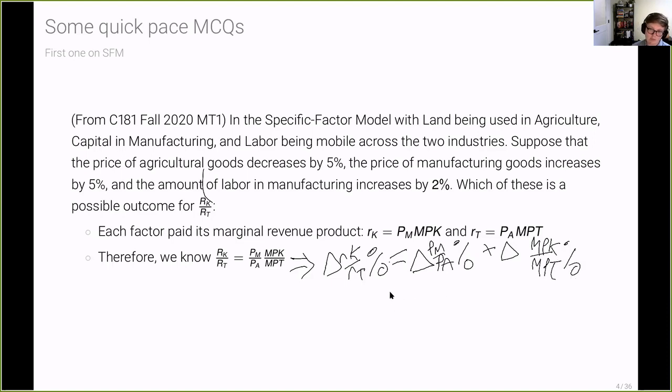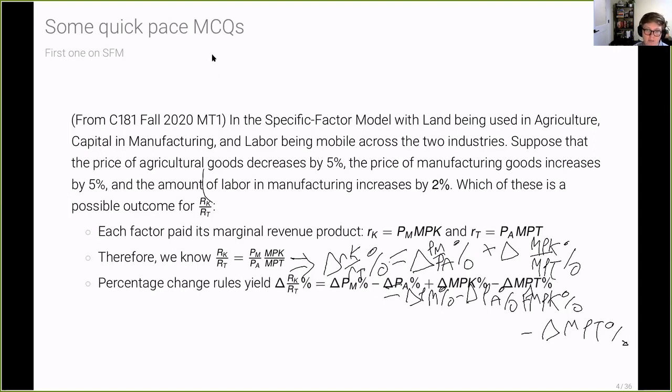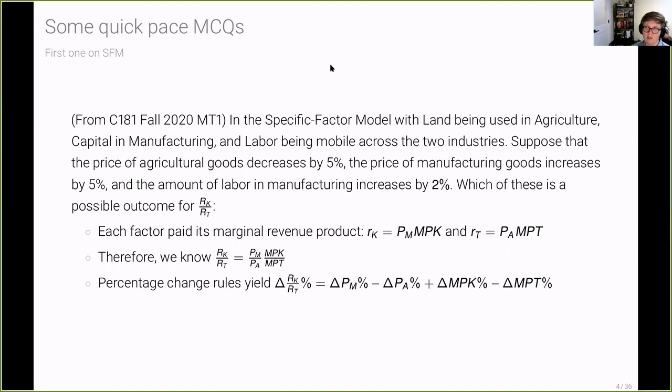Okay, so that's one part of it. But another rule that section 1 goes over is that if I have a fraction, then this percentage change in PM over PA is also equal to the percentage change in PM minus the percentage change in PA. And likewise, I can do the same for MPK. And so this is the percentage change in MPK minus the percentage change in MPT. And if my handwriting is terrible, which I know it is, then I can write that down a little more clearly in terms of the slides.